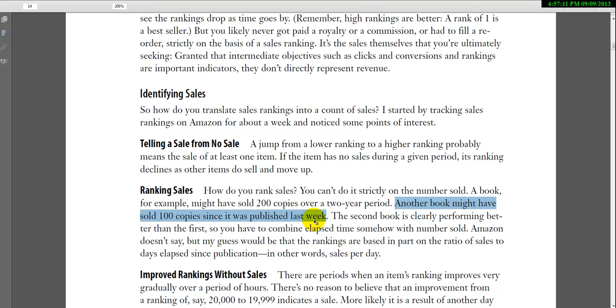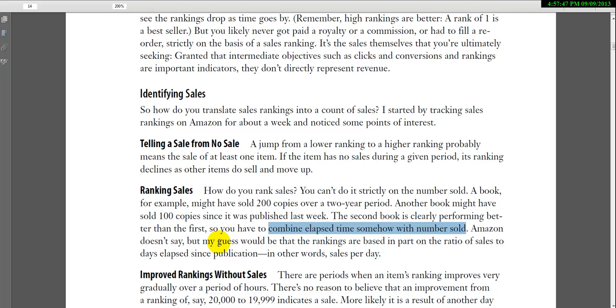So which book is doing better? Obviously the one that sold 100 copies in just since last week is probably much better than the first one. The second book is clearly performing better than the first. So in other words, you have to consider the time under which it sold the books, not just how many it sold, but how long it took to sell them. So you have to combine time elapsed somehow with the number sold.